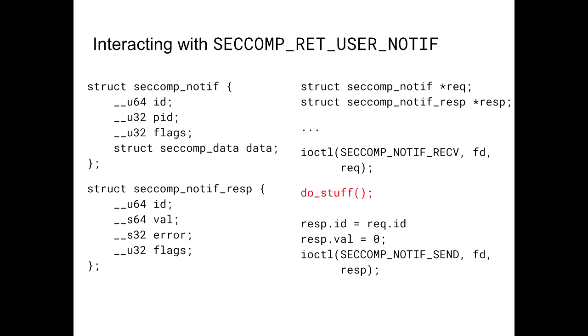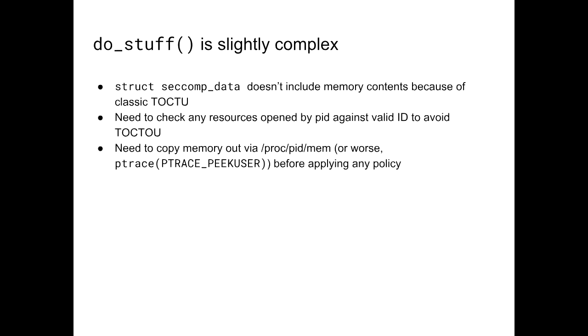Question is, what does doing stuff look like? How would you actually go about implementing that? It turns out this is slightly complex. The struct seccomp_data, which is the original thing previously exposed in the kernel, has all of the register information. It doesn't include contents of memory because of the classic time of check, time of use problem, where there are two threads. One of them makes a system call, seccomp validates this stuff, then the other thread modifies the same memory area. It goes through the VFS or whatever and mounts the wrong thing. And yeah, you've exploited it.